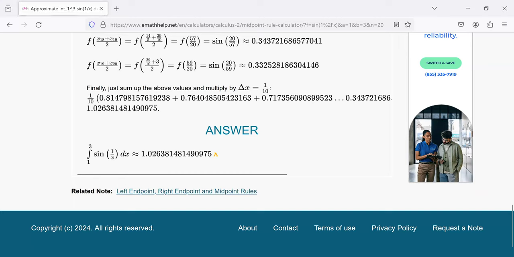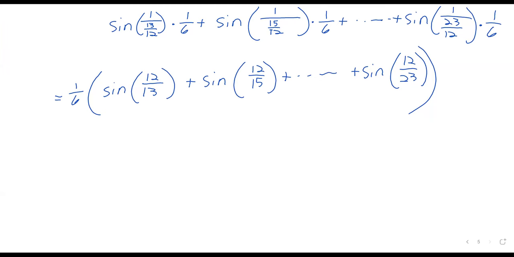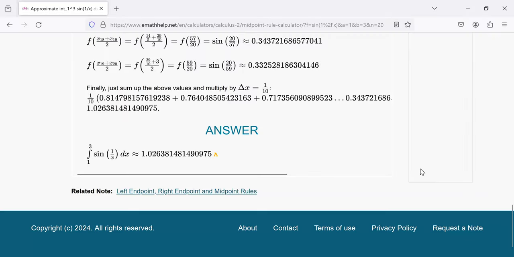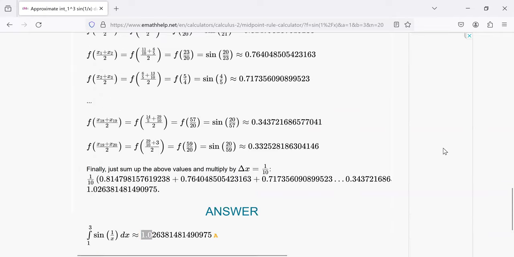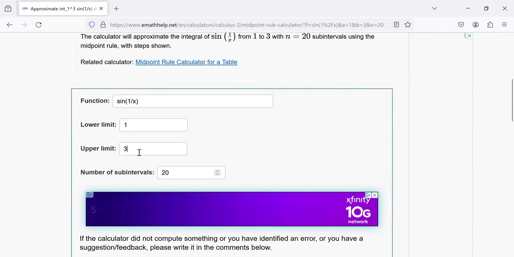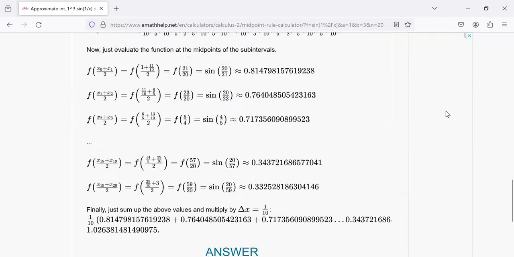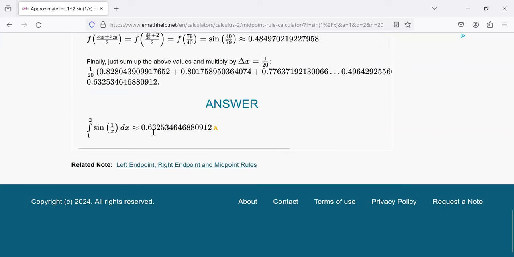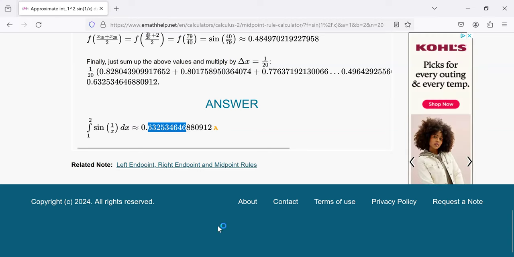Sorry, sharing the wrong thing, and it completely breaks. Thank you for making a fool of me after all. I don't know why. I think it's because you went on the interval from 1 to 3 instead of 1 to 2. Ah, thank you. Human error. I should not blame my tools for my own error. Let's try that again. Here we go. 0.63253464688.